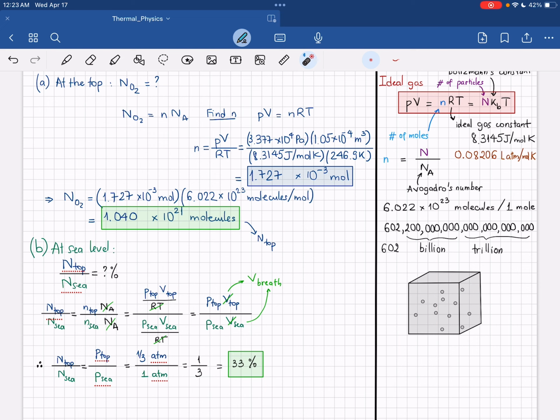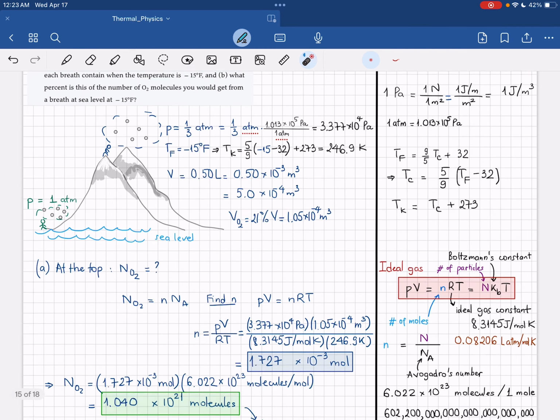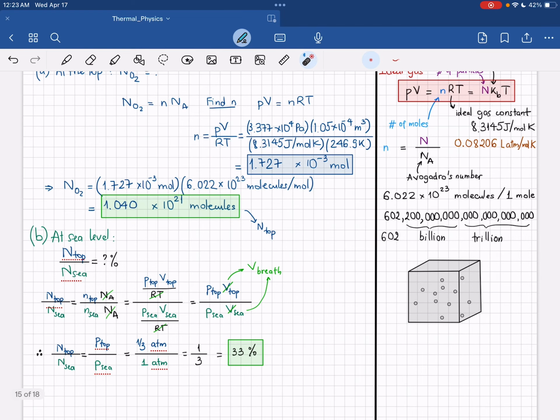So I just arrange them like this. Here we have RT at the same value, because it is at the same temperature, minus 15 Fahrenheit. So that's the same T, and R is just a constant, so I can cancel them again. Now what is left is just this term and this term. And we know that the volume is the same volume of the oxygen, 21% of the breath.